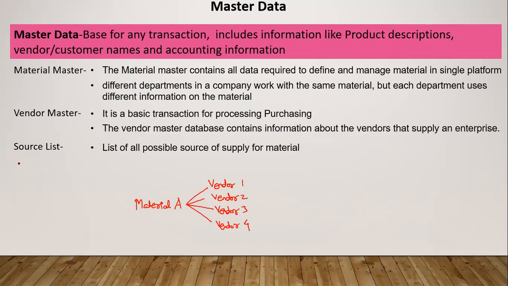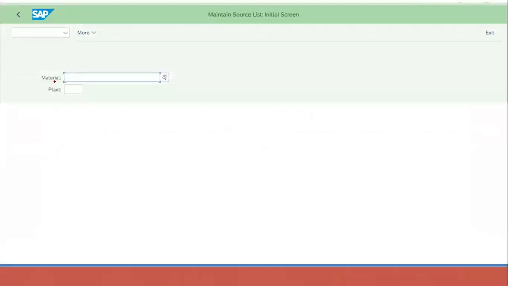The purpose of the source list is that we can also fix the vendor. For example, whenever I want to purchase a particular material from a particular source only. So for example, this material I want to always buy from vendor 1. So I can fix the source of supply. Like we'll see in SAP. The T code to create the source list is ME01. If we put this T code, this screen will appear. Here we need to enter a material and plant.